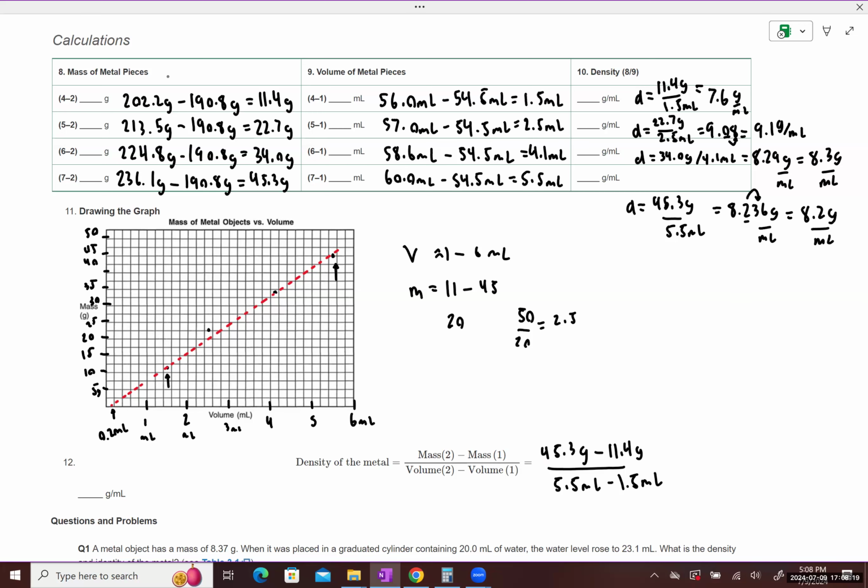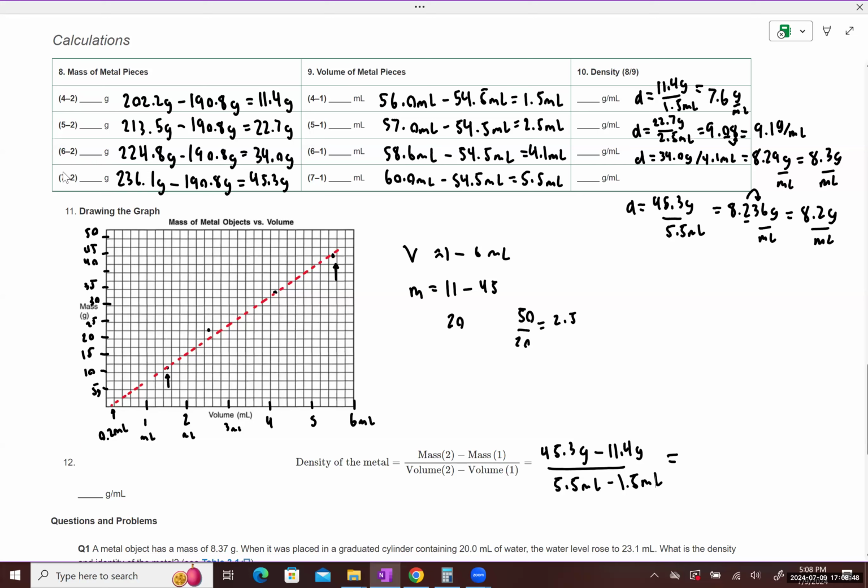You can pick any 2 points on the line to calculate the slope. And the slope corresponds to the density. The slope is the rise over run, the mass over volume. I like to choose points that correspond to the data points that I have collected, in this case just because these 2 points represent the start and end of the line.